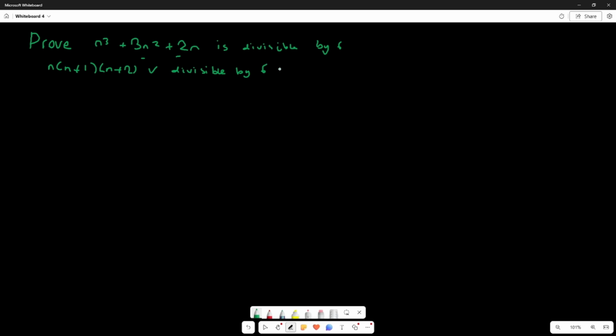But also what you can do is proof by induction. So proof by induction is first we substitute 1 into this equation. So we are testing for 1. So 1 cubed plus 3 times 1 squared plus 2 times 1, which is equal to 6. And now we're going to test for k.